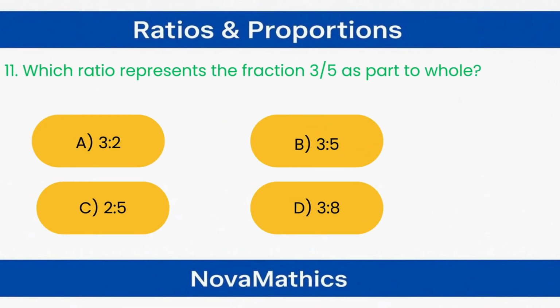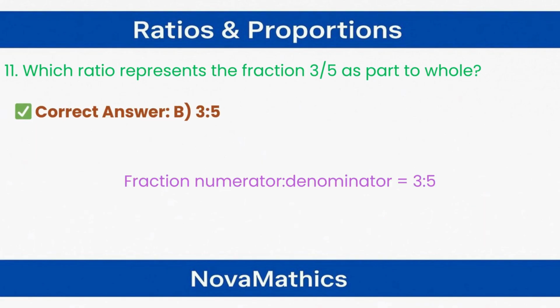11. Which ratio represents the fraction 3/5 as part to whole? 3 parts out of 5 total makes the ratio 3 to 5.